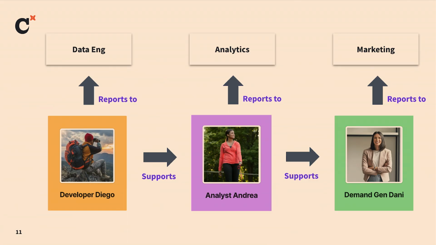In working closely with our customers, we've identified a few different personas that touch the semantic layer. We're going to call those personas Developer Diego, Analyst Andrea, and Demand Gen Danny. Developer Diego is on the data engineering team. He's responsible for creating data pipelines, preparing data sets for analysis, setting up the semantic layer, and configuring his company's metrics. His work directly supports the work of Analyst Andrea.